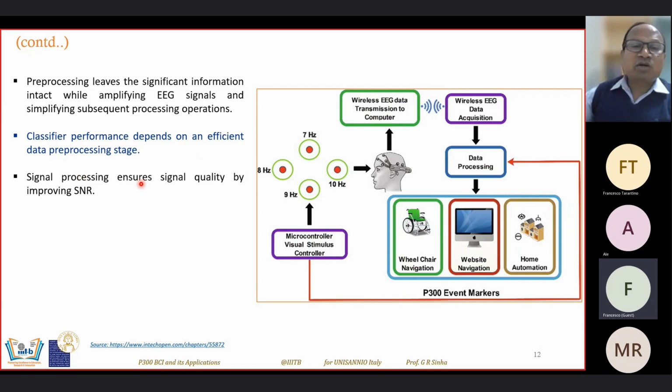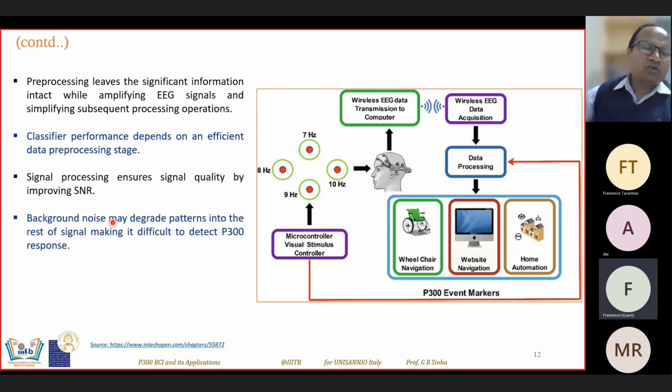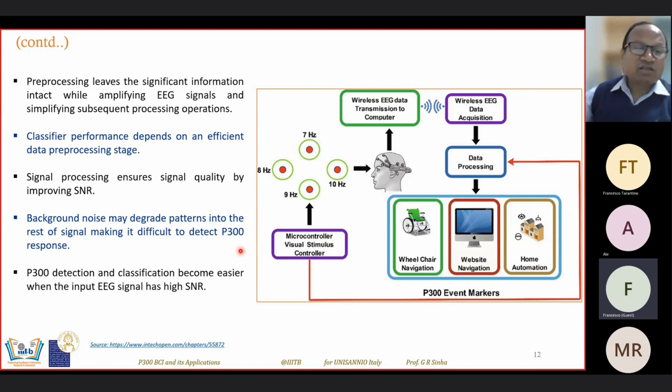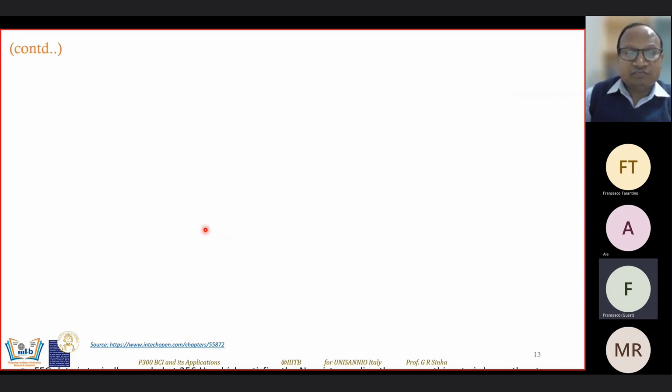Why do we actually use signal processing? Another reason is so that a better signal quality can be ensured, having a good signal to noise ratio. Background noise that can degrade the pattern can be removed or attenuated, so that we can get a good P300 response. So P300 detection and classification become easier and simpler when we have a signal of higher SNR, and that is made possible by using appropriate signal processing. Signal processing and its discussion have already been covered in great detail in our previous lectures.